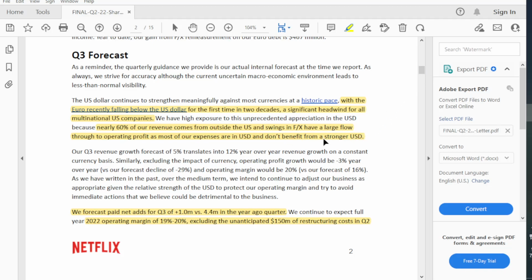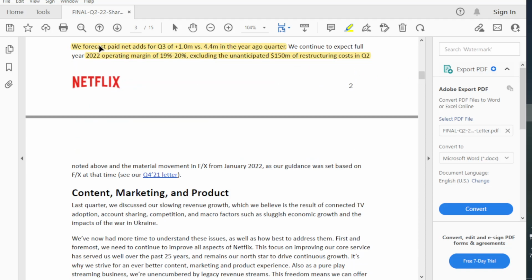So if the dollar does come in stronger, we are going to see more headwinds for a lot of these multinational companies. So now they say we forecast paid net additions for Q3 of 1 million versus 4.4 million in the year ago quarter. So this is pretty big. I mean, the last 2 quarters, we got negative numbers, and now they're saying for Q3, we're expected to see positive 1 million in paid net additions. So this is looking a lot better, you guys, and that's definitely one of the reasons why we're rallying.